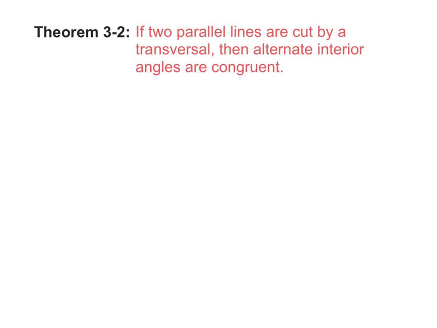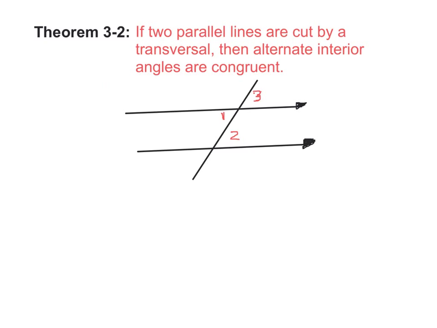Now the next fact about parallel lines is given in the form of a theorem, specifically theorem 3-2. This theorem states, if two parallel lines are cut by a transversal, then alternate interior angles are congruent. So again, let's look at an example where we have two parallel lines cut by a transversal. Our alternate interior angles are angles 1 and 2, and I'm just arbitrarily going to pick angle 3, which is the corresponding angle to angle 2.